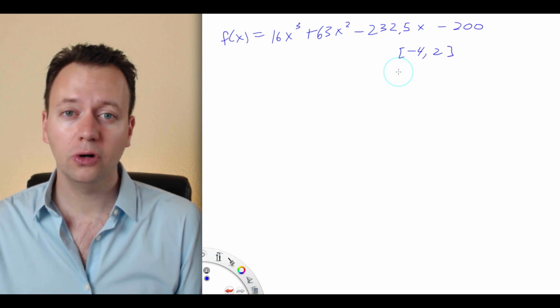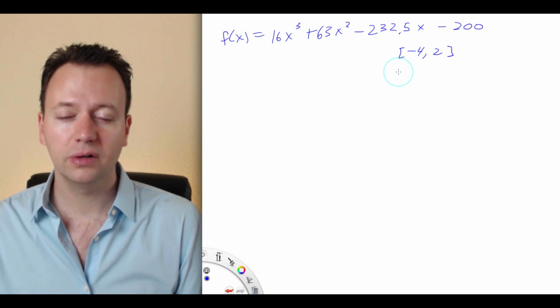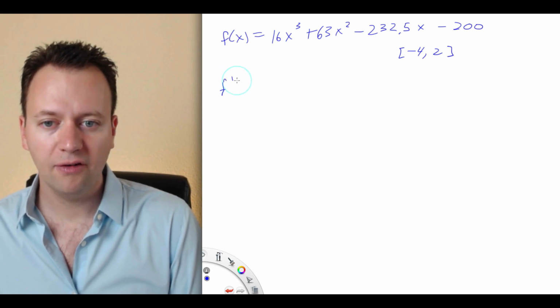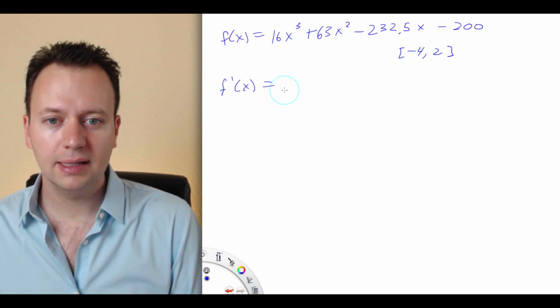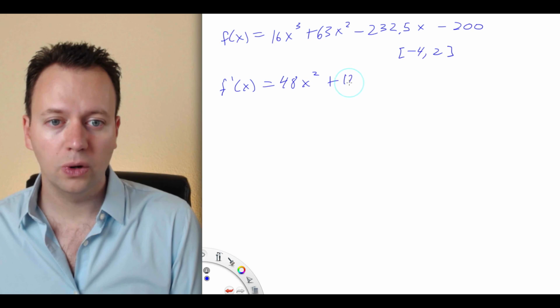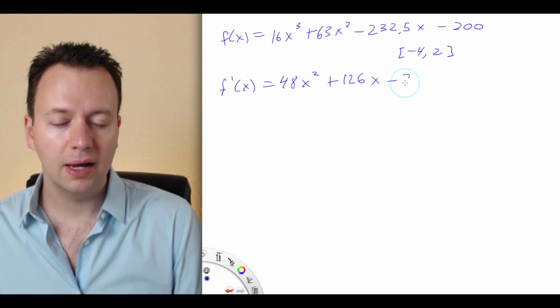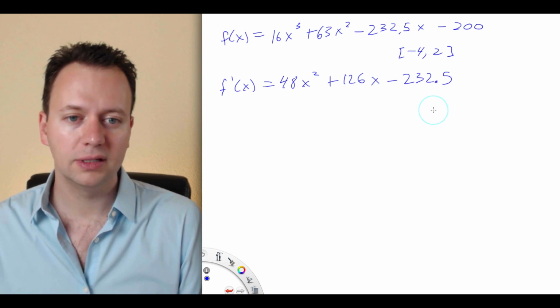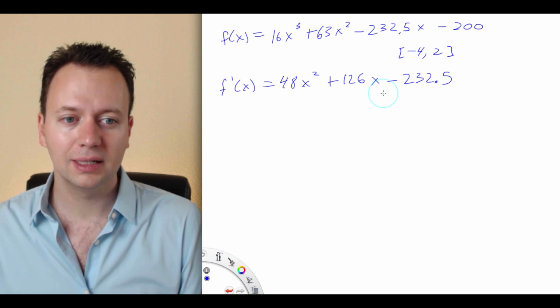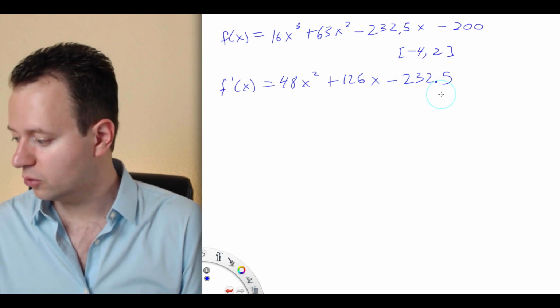So to solve for the critical points, we take the derivative and set it equal to 0. So the derivative of this is going to be f prime of x. 16 times 3 is 48x squared. 63 times 2 is 126x minus 232.5, and then the derivative of 200 is 0. So the derivative is 48x squared plus 126x minus 232.5.